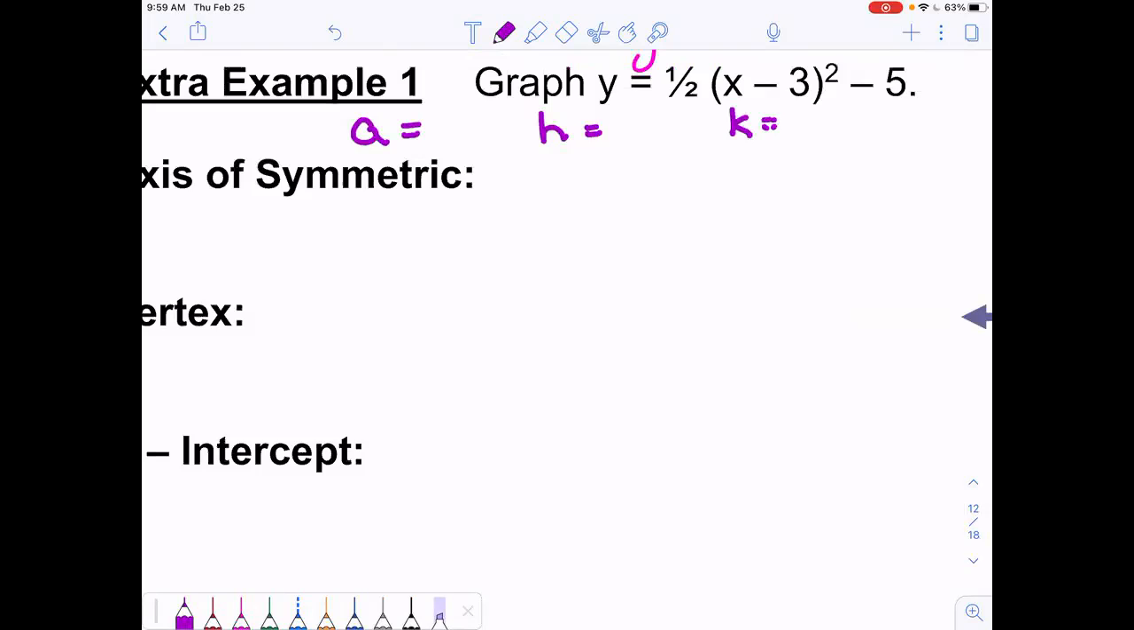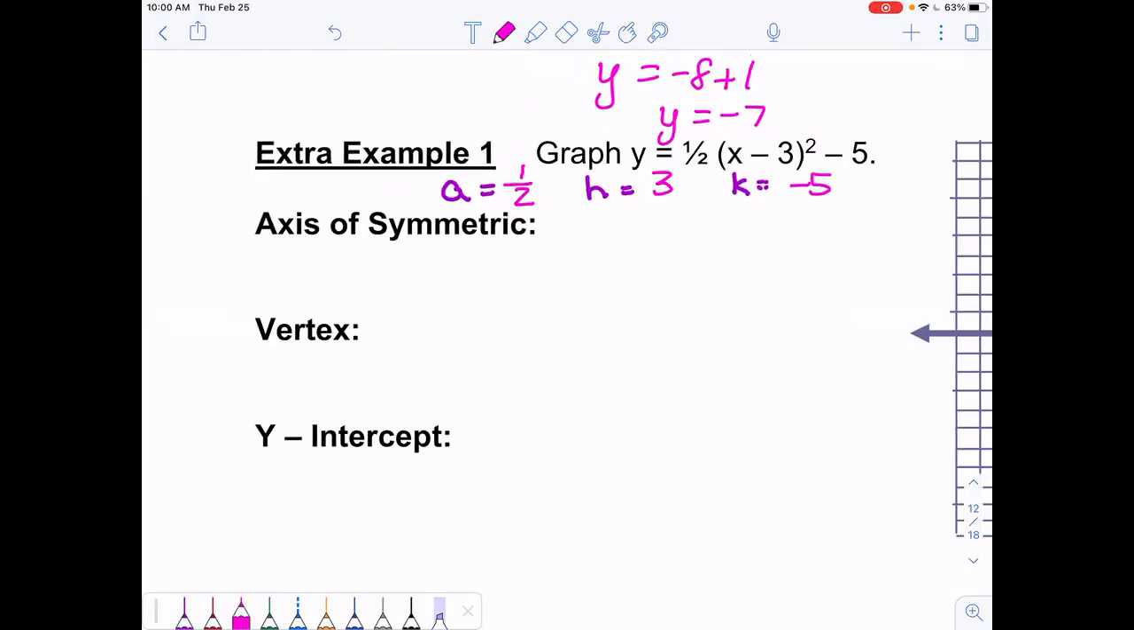Emma, can you tell me what A, H, and K are in this problem? 1/2 for A. Good. Opposite for H. So then would it be just 3? Perfect. And then K is? Then -5. Nice job, Emma. Very good. All right, so that's the tricky part. Knowing or remembering that the H is the opposite.